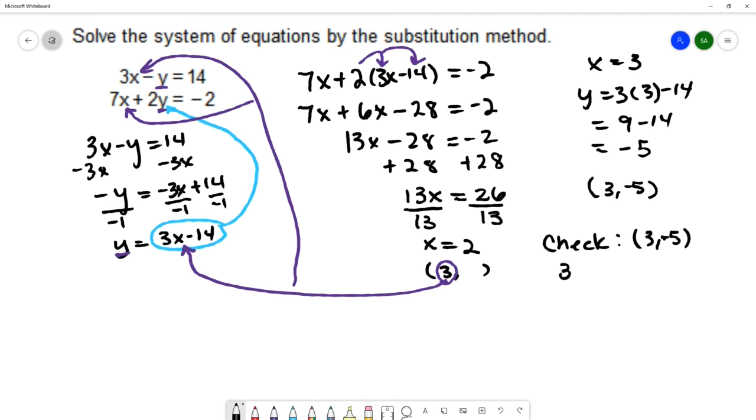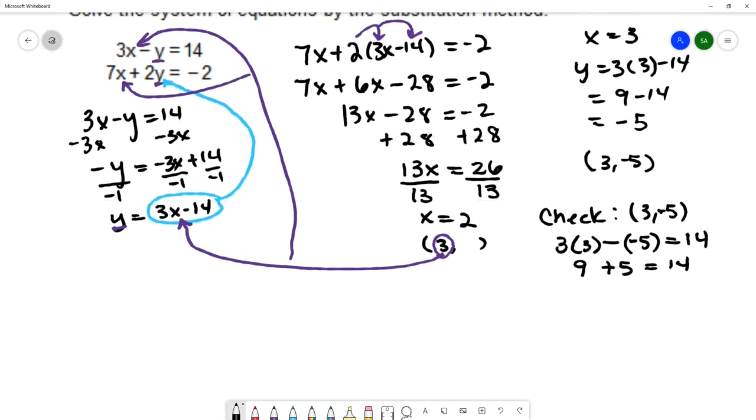So in the first equation, we have 3 times 3 minus -5, and that should come out to be 14. So we have 9 plus 5 is 14, and that is true. Then we're going to check that in the second equation. 7 times 3 plus 2 times -5, and that should come out to be -2. So we have 21 minus 10 equals -2. So that didn't work. So let's see if I made a mistake somewhere.